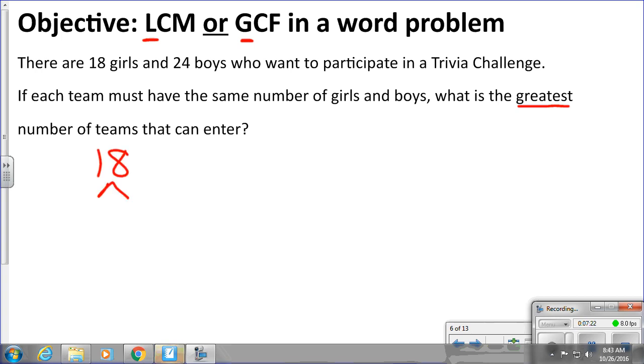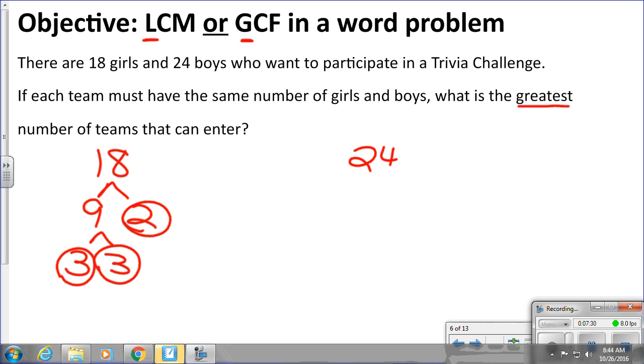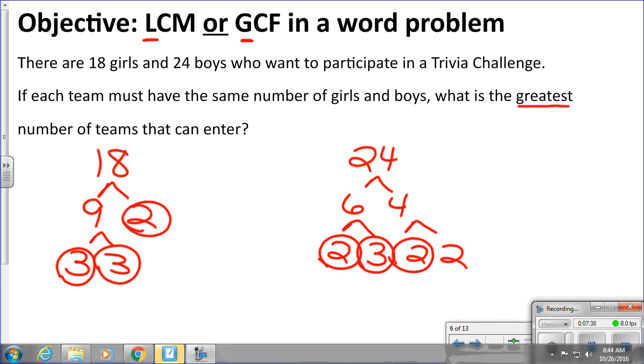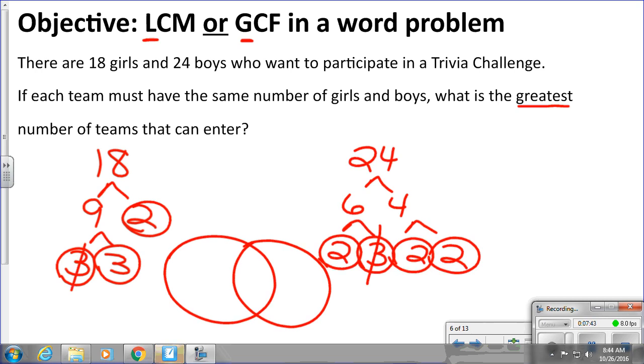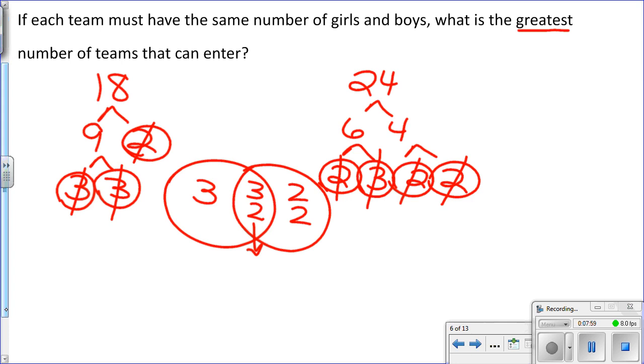So we have 18. Again, breaking that down into the prime numbers. And we have 24. Using my Venn diagram, 3 matches with 3, middle. 3 does not match. 2 matches with 2, middle. These other 2's do not match. The greatest common factor, 3 times 2 is 6.